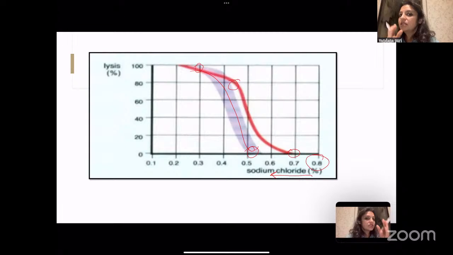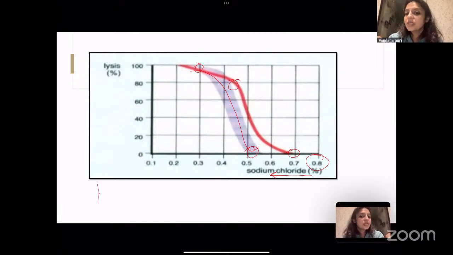This is an incubated osmotic fragility test that we do. It is increased in all the conditions where spherocytes can be seen. It can be in hereditary spherocytosis or it can be in autoimmune hemolytic anemia. Therefore, the incubated osmotic fragility test is not considered a diagnostic method for hereditary spherocytosis.